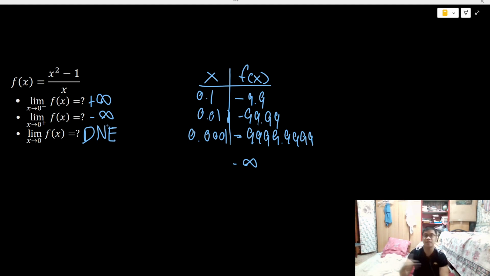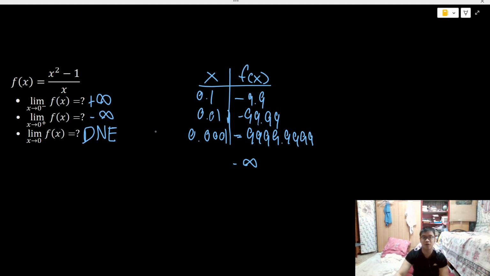Because you see, from the left, it's approaching positive infinity, so it's increasing, because when you say positive infinity, it's going upward. It implies that it's increasing. But if it's negative, it's decreasing, going down and down and down. So both of them are not the same. So it does not exist.